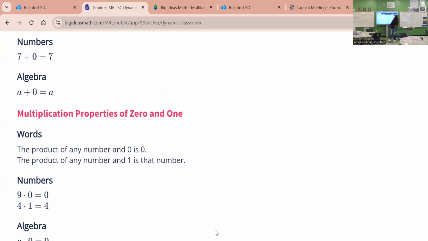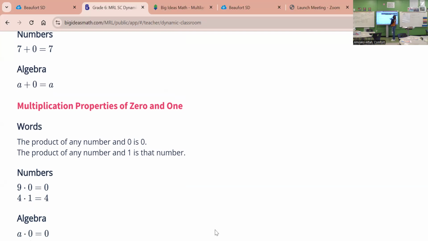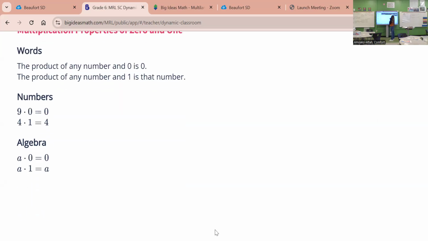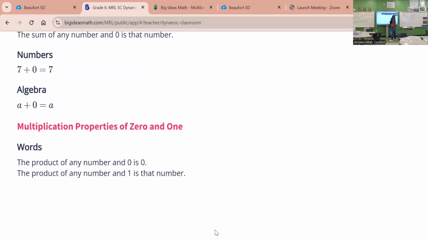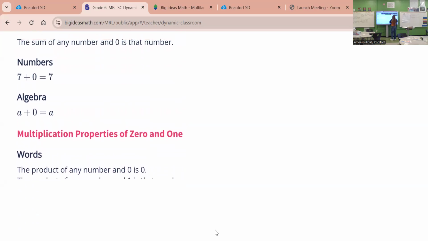Then comes the multiplication property of 0 and 1. The first one is the product of any number and 0 is 0. So if you multiply any number by 0, you should get what? 0. 100 times 0 is what? 0. 0 times 9 or 9 times 0 is what? It's still 0. Algebra, a times 0 is what? 0. a times 1 is what? It's a. So the product of any number and 0 is 0. The product of any number and 1 is that number. If I should take notes of it.